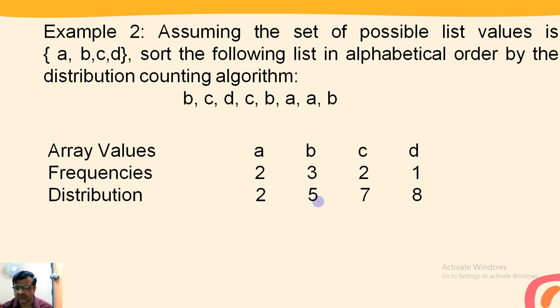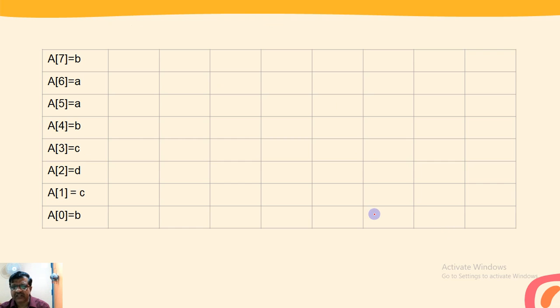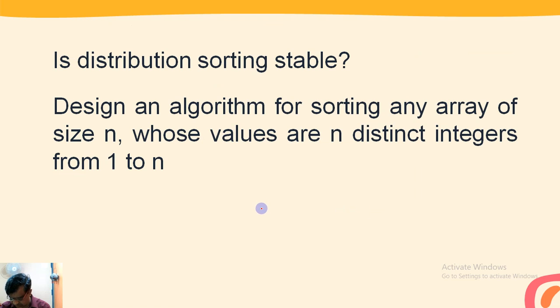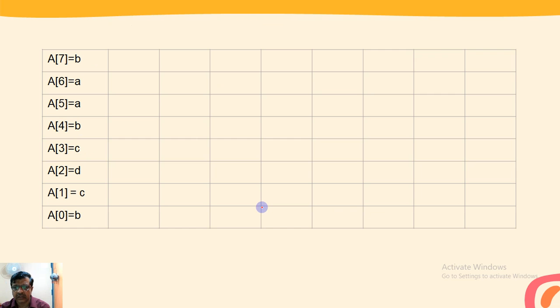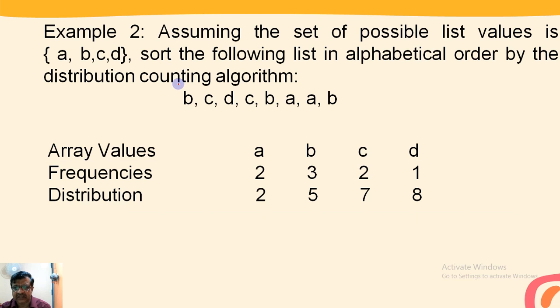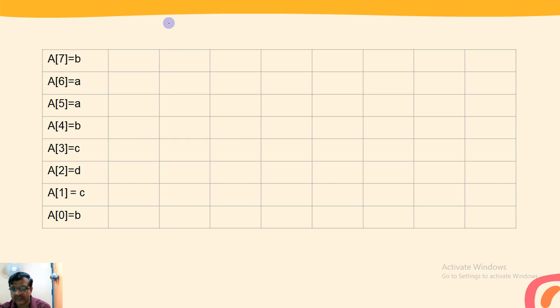It is 3 plus 2, 5. Okay, and 2 plus 5 equal to 7, and 1 plus 7 equal to 8. Now we will enter the array in backward direction. Okay, the original array is B, C, D, C, B, A, B.